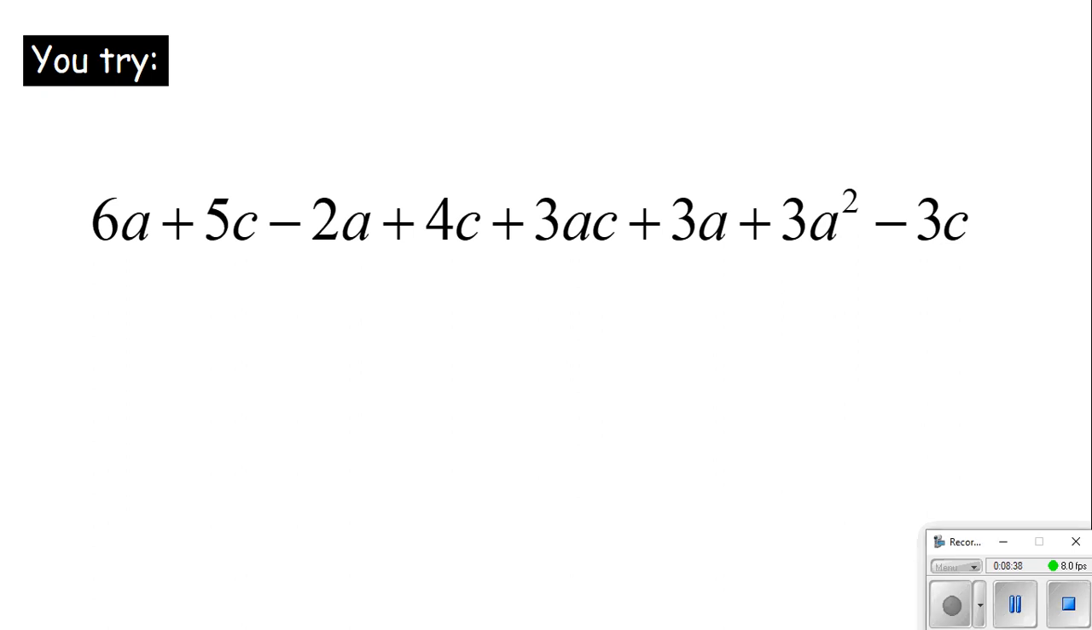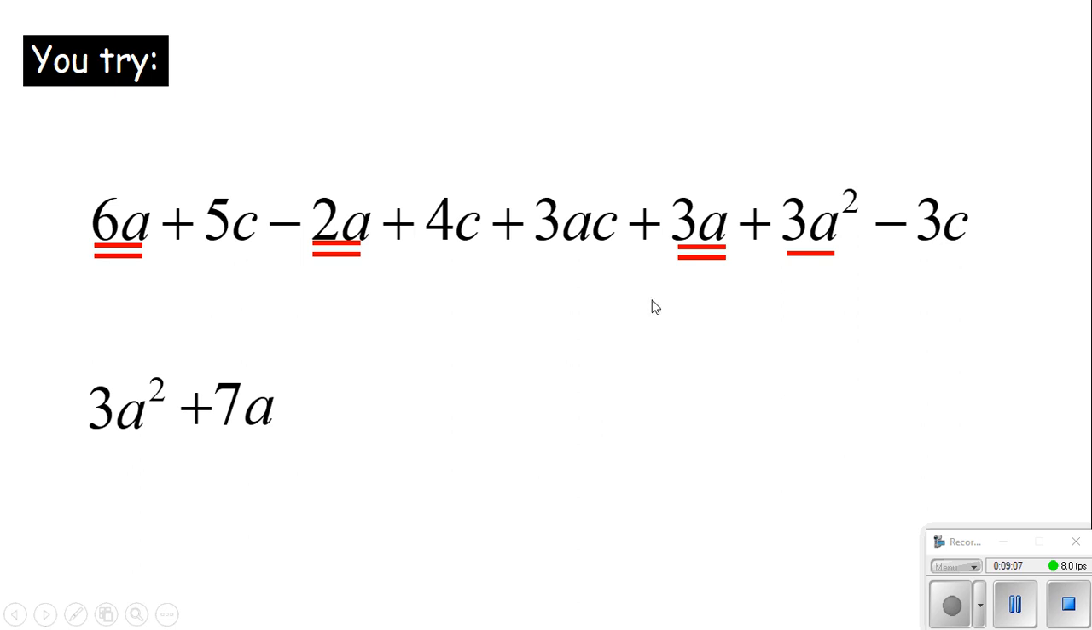So when answering a problem like this, we try to do this alphabetically. I'm going to start with the a squareds. Here I have 3a squareds. There are no other a squareds in this problem, so my answer is going to start with 3a squared. Next, we go to just letter A. We have 3 terms that end in a: 6a minus 2a plus 3a. 6 minus 2 plus 3 is going to be 7, so we have 7 a's.